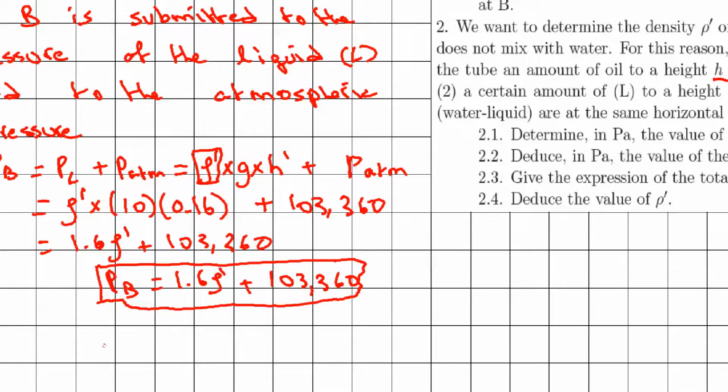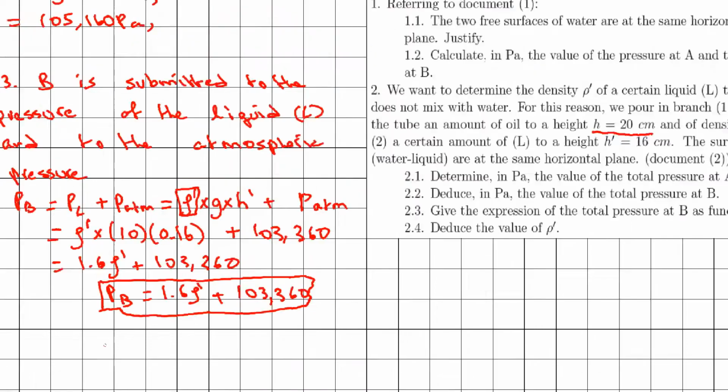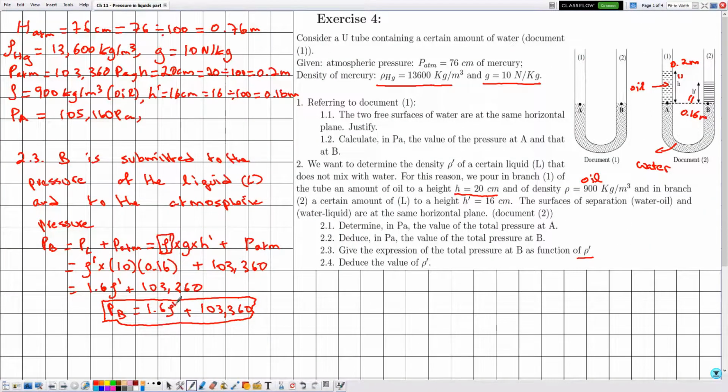Notice that for the value of PB I didn't include any unit since it is expressed in terms of another variable. It happens sometimes in physics that the quantity doesn't include any unit. So here it is more convenient that we don't include any unit for the pressure at the point B, simply because it is expressed in terms of another quantity.